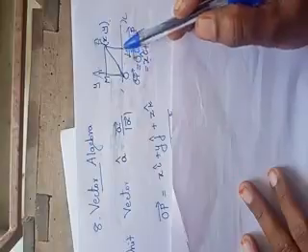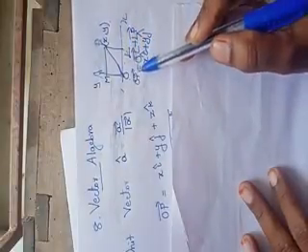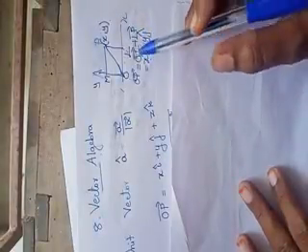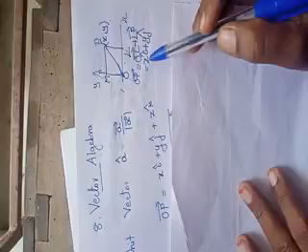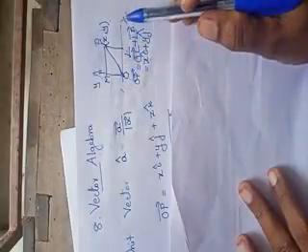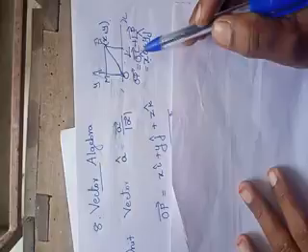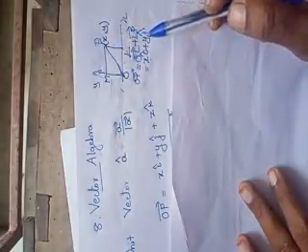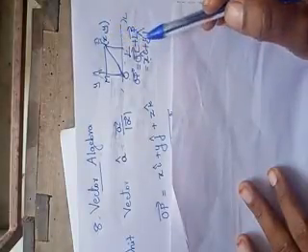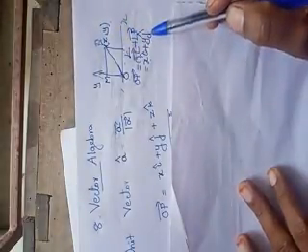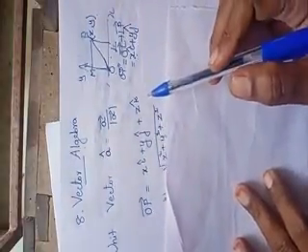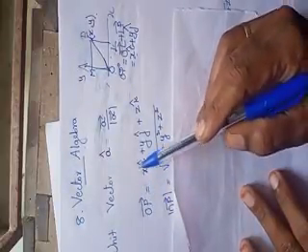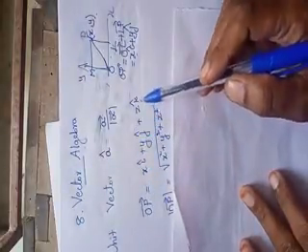Now if I find it out, the OP vector is equal to OL vector plus LP vector. See, the value of OL is x, and the direction along the x-axis is the unit vector i cap, and the value of LP is y, and the direction is j cap. And now for 3 dimensions, OP vector is equal to x into i cap plus y into j cap plus z into k cap.